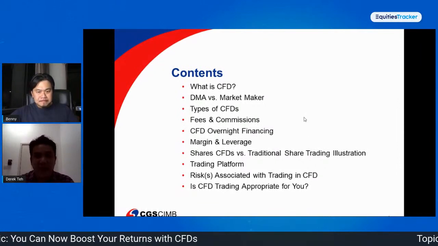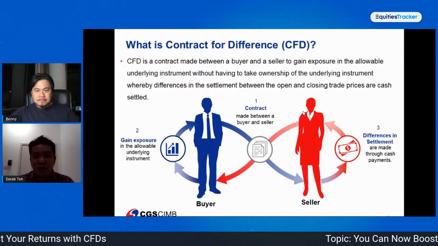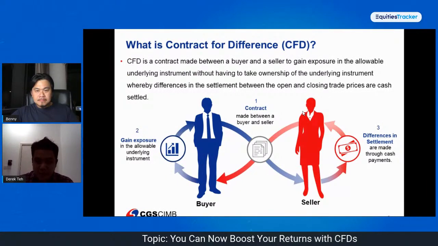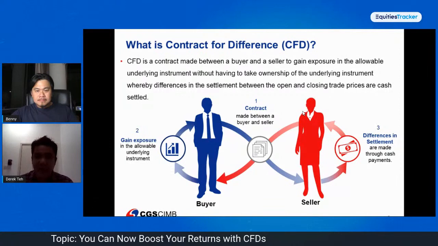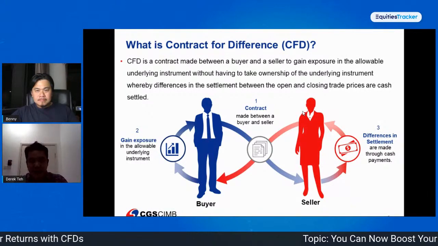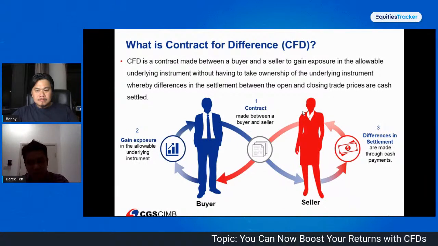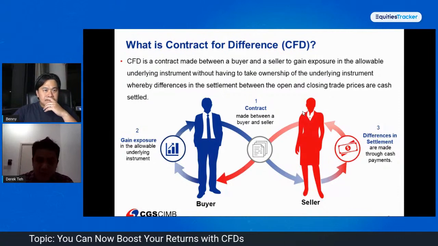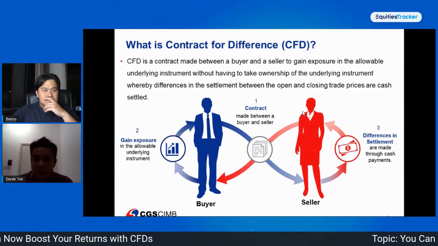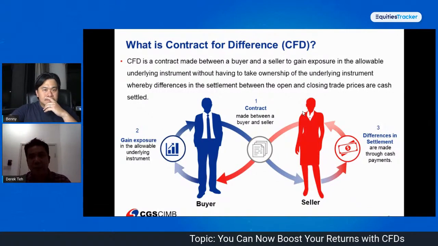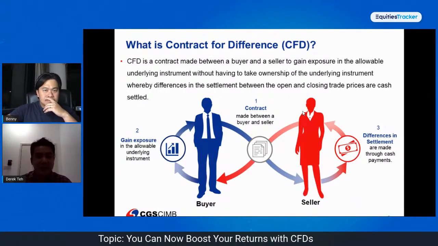Okay, let us begin. What is contract for difference? CFD is a contract made between a buyer and a seller to gain exposure in the allowable underlying instrument without having to take ownership of the underlying instrument, whereby differences in the settlement between the open and closing trade price are made through cash payment at the end of the trading day.